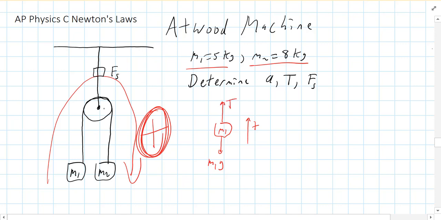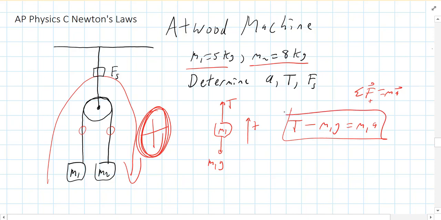By the way, since the pulley is massless, we're going to assume that the tension in this string and the tension in this string are the same. Eventually, when we give the pulley some mass, those tensions will not be the same. But for this problem, we'll say they're the same. Now, going back to M1 here, we're going to write Newton's second law out. For all these, I'm using net force equals ma, with net force in the positive direction. So for this guy, this would be T minus M1G equals M1A. And there's your equation of motion for that guy.